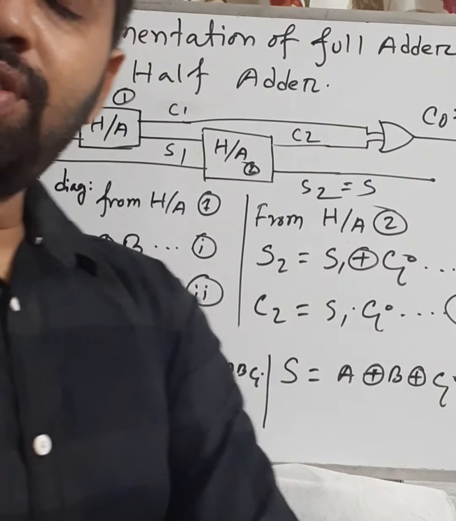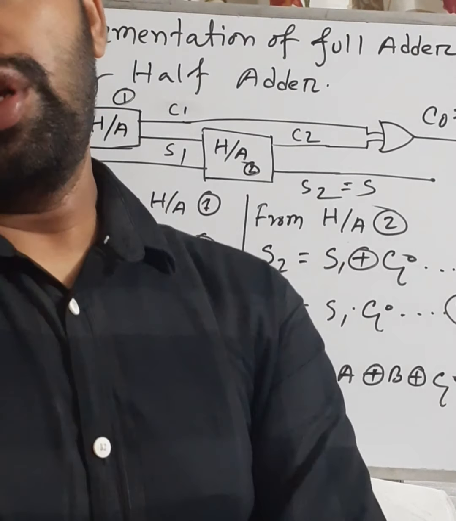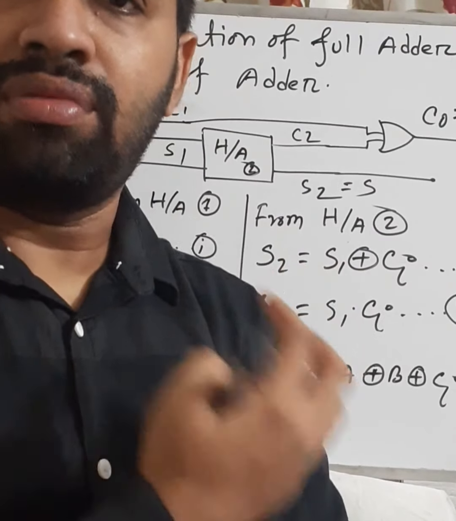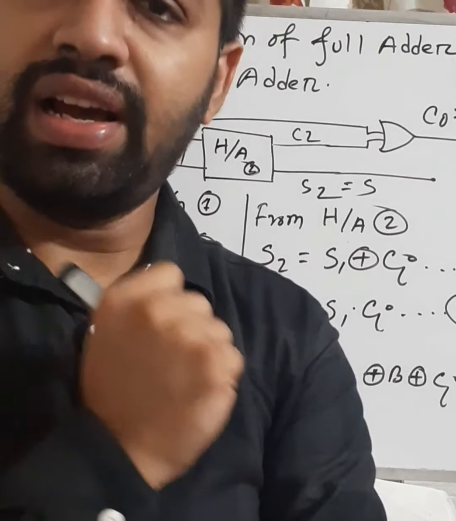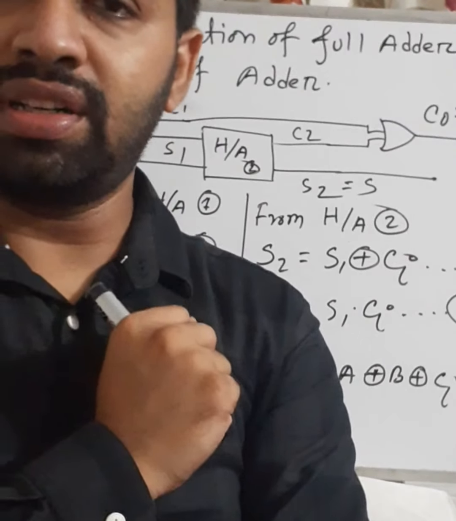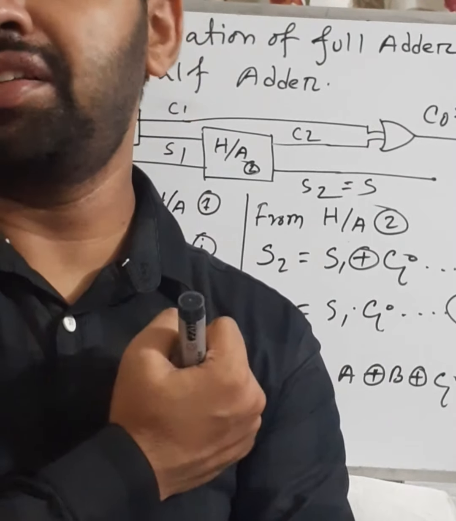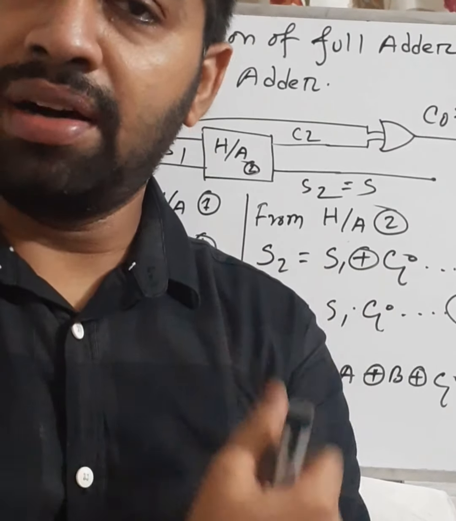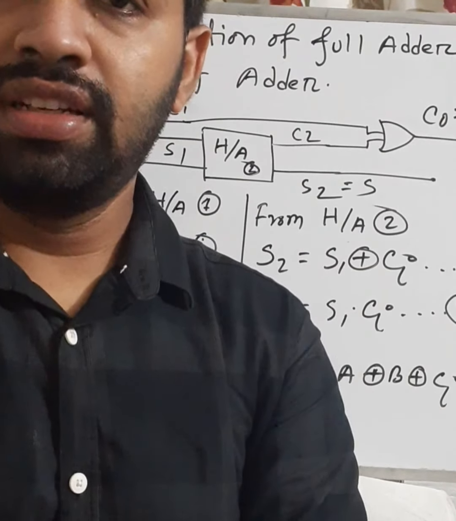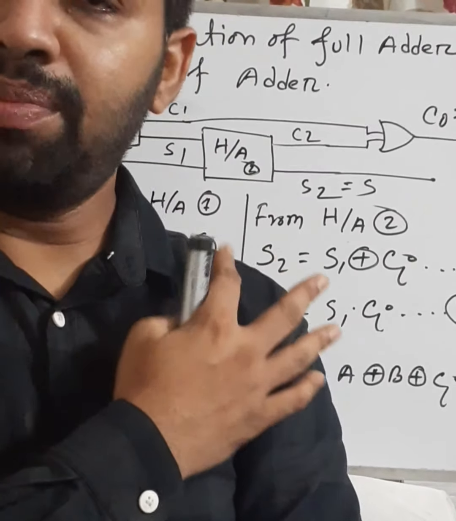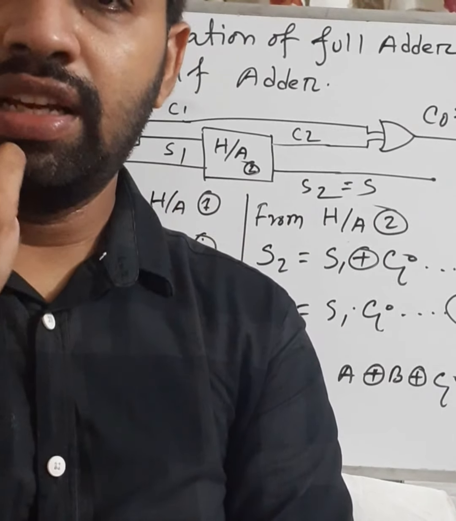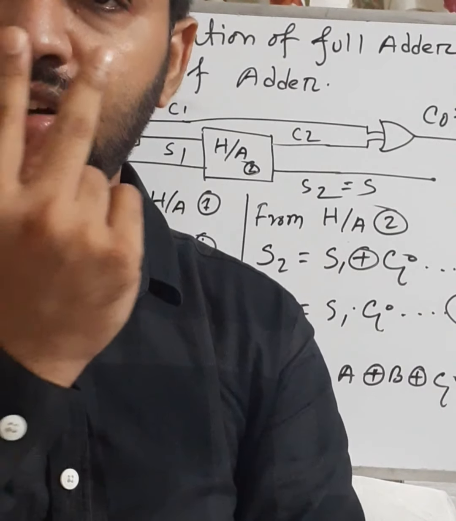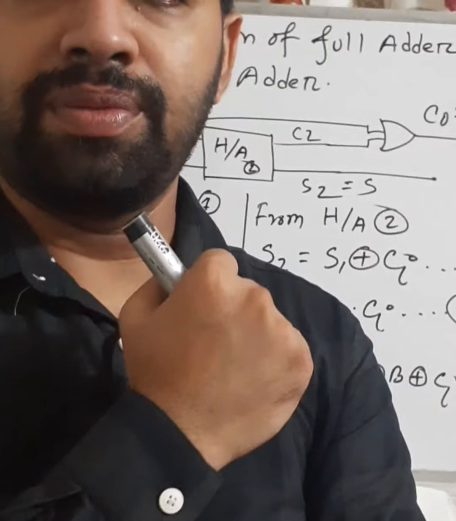Before starting today's lecture, I hope you already know what is an adder, what is a half adder, and what is a full adder. But I can tell you in simple words: an adder is a combinational circuit that can add binary numbers or digits. How many parts does an adder have? An adder has two parts: half adder and full adder.